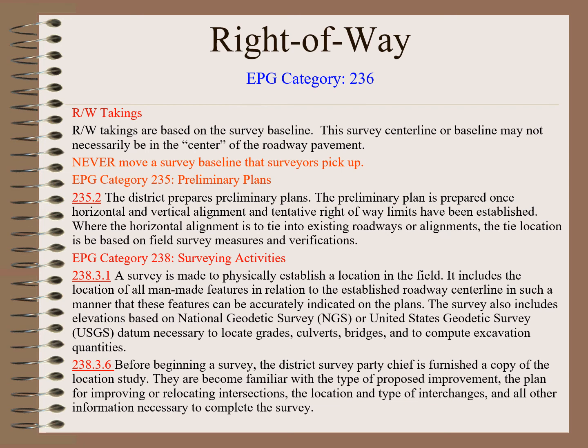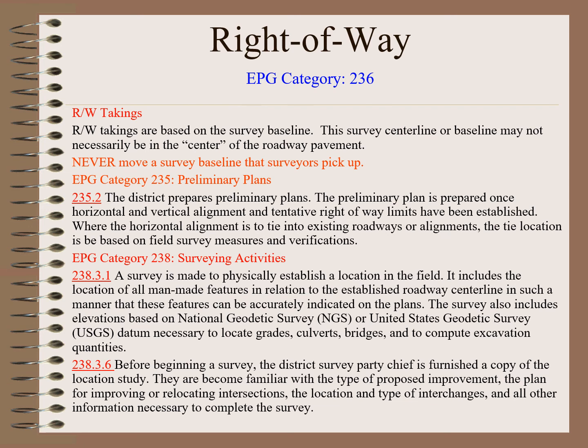Under Section 238 in the EPG, we cover surveying activities. Paragraph 238.3.1 tells us that the survey is made to physically establish that location in the field. It includes the location of all the man-made features in relation to the established roadway center line or that survey baseline in such a manner that these features can be accurately indicated on the plans. The survey is going to tie to the elevations based on the National Geodetic Survey, NGS, or the United States Geodetic Survey, USGS, datums necessary to locate grades, culverts, bridges, and to compute excavation quantities.